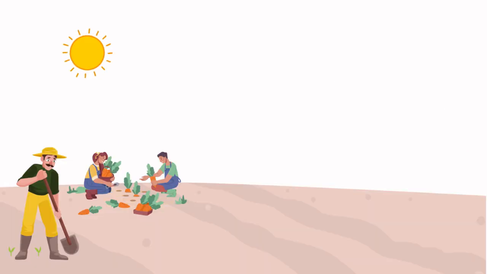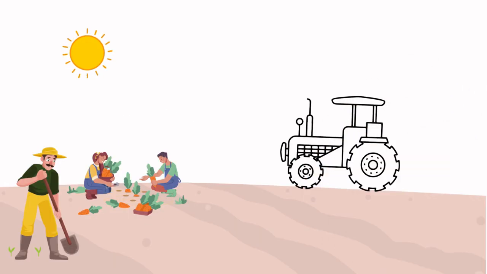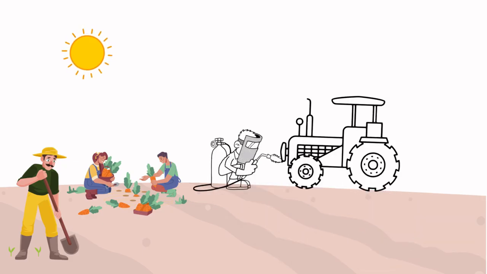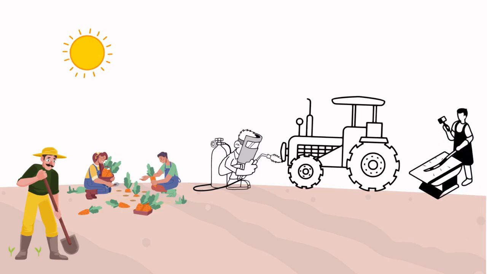Unlike land and labor, capital doesn't just exist on its own, it must be created. For example, someone had to build the tractor, make the shovels, and design the sprinkler system.